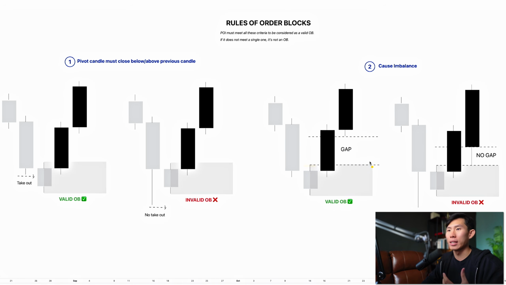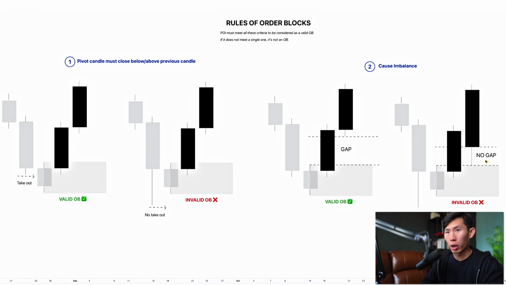What this gap tells us is that at this point of time, smart money has entered into the market, and it has managed to push price aggressively up so much that it left a gap behind, telling us there was a large amount of demand stepping into the market at this point of time.